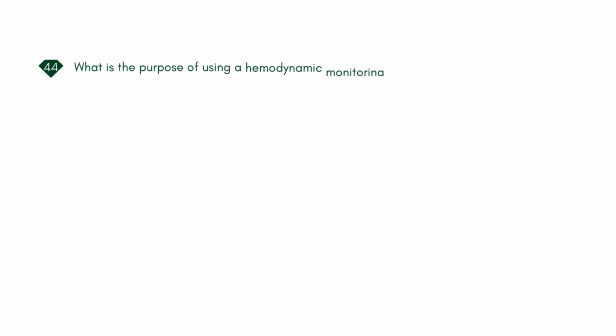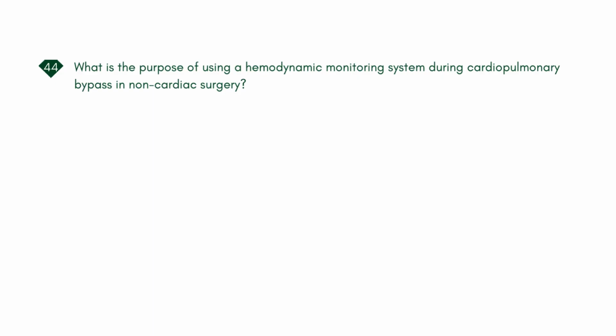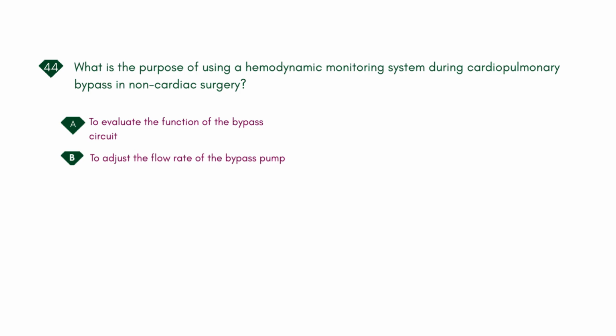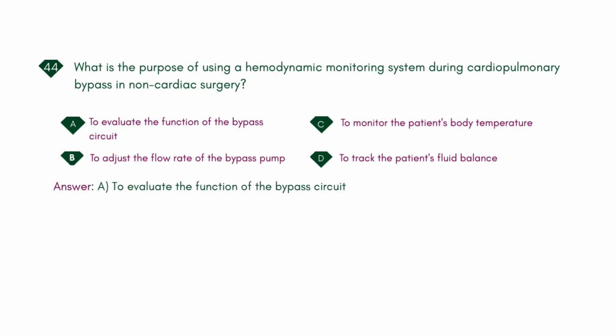What is the purpose of using a hemodynamic monitoring system during cardiopulmonary bypass in non-cardiac surgery? A. To evaluate the function of the bypass circuit. B. To adjust the flow rate of the bypass pump. C. To monitor the patient's body temperature. D. To track the patient's fluid balance. Answer: A. To evaluate the function of the bypass circuit.